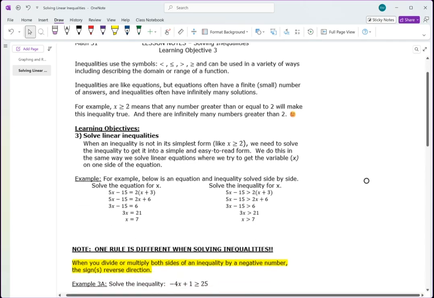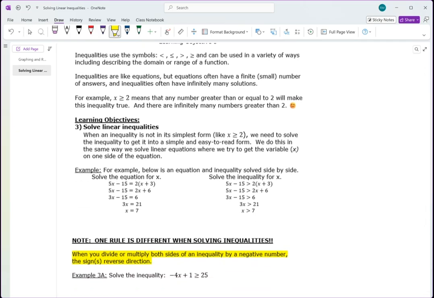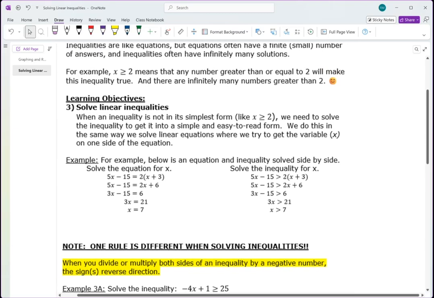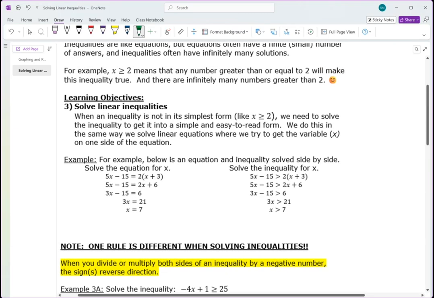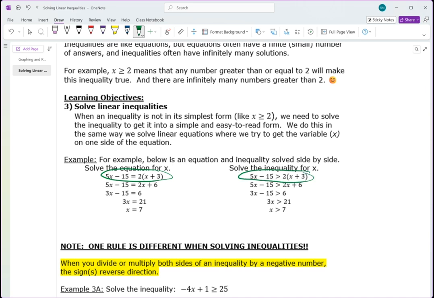So linear inequalities look a lot like a regular equation. On the left here, what you will see is a regular old equation with an equal sign in the middle. These are the same left and right side, but you'll notice that it's an inequality in between. We are going to solve it the exact same way.